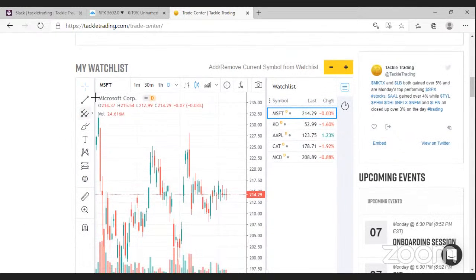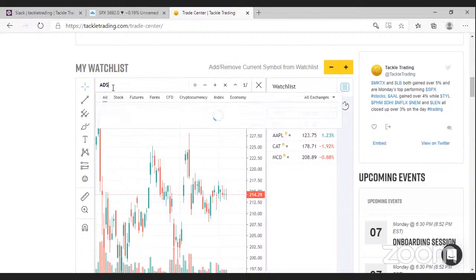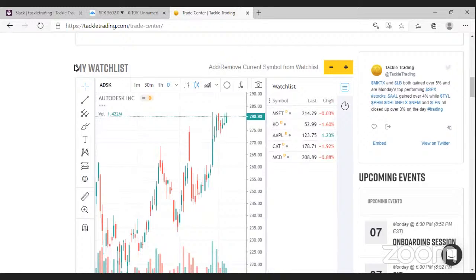It's built in here. All you would need to do is just put in your symbol, tell it enter. That's going to get us Autodesk here in this example. I'm just going to left click. It's going to highlight it blue here.